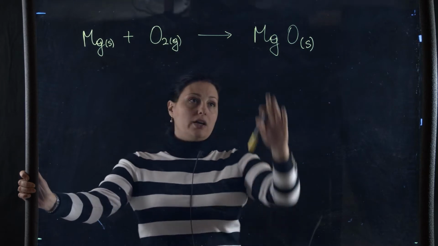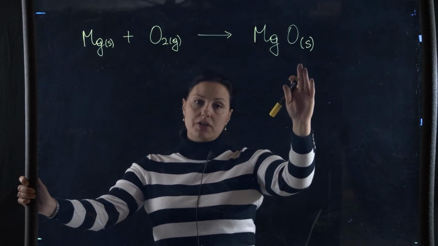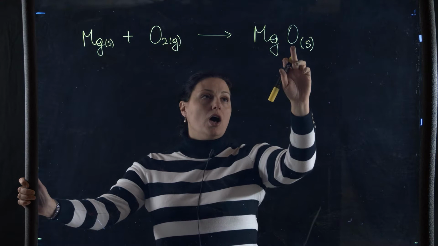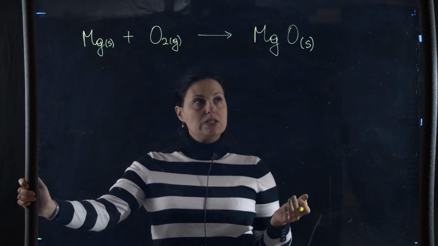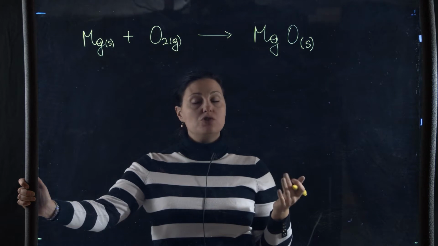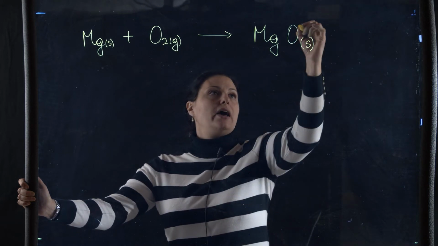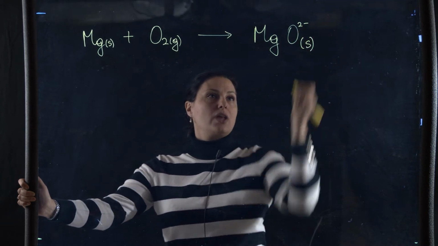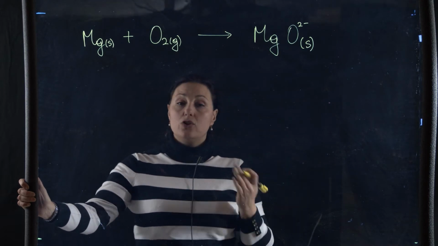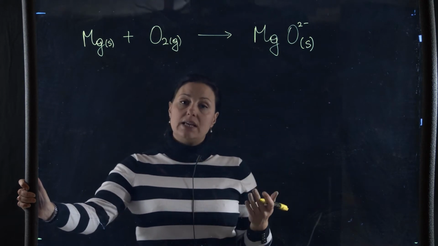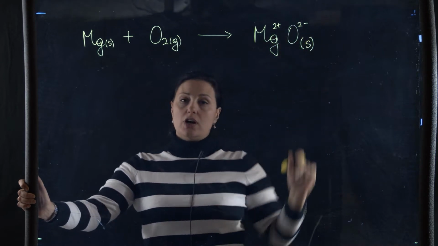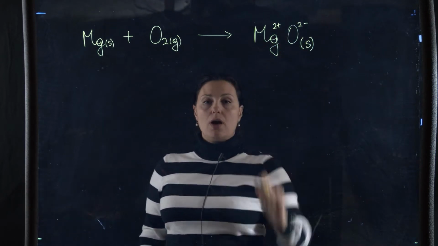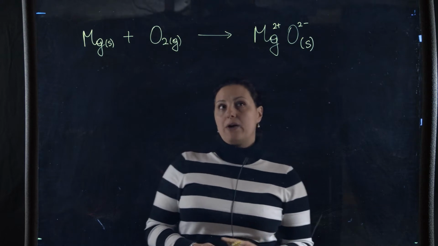Now this is an ionic compound, so I have to make sure that it is balanced. Oxygen is a group 6 element, which means that it has a 2- charge all the time. Magnesium is a group 2 ion, which means that it has a 2+ charge all the time. Therefore, my charges cancel out and give me a neutral compound. I don't have to worry about it.